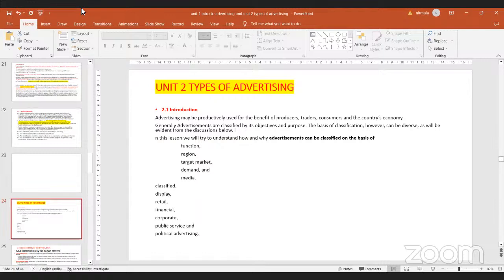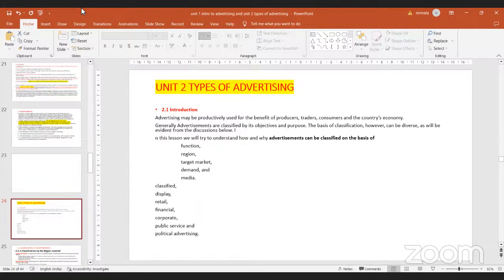So we have discussed advertising. What is advertising? It is a paid form of non-personal communication by an identified sponsor to sell his products and services among the consumers or customers. Today we'll learn about the types of advertising which are being done by organizations to reach out to their consumers or customers.